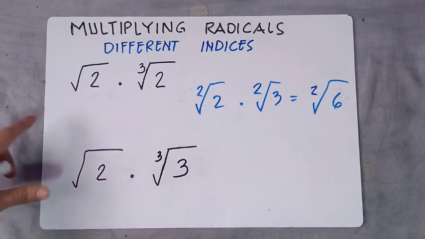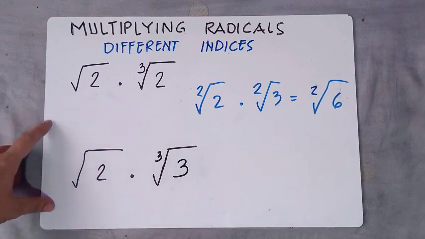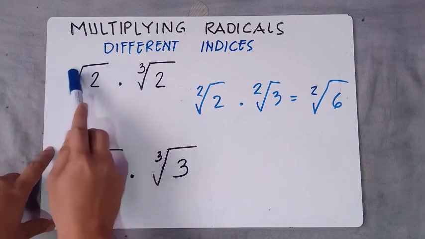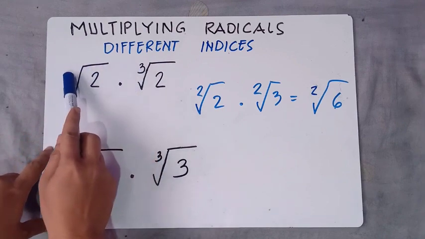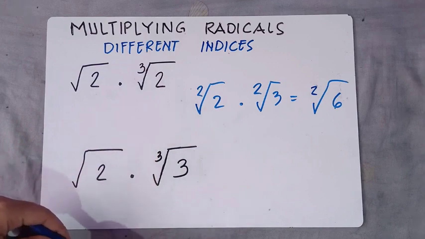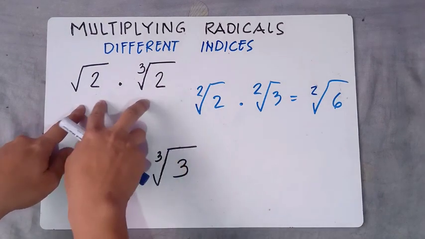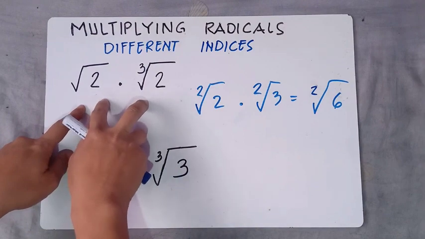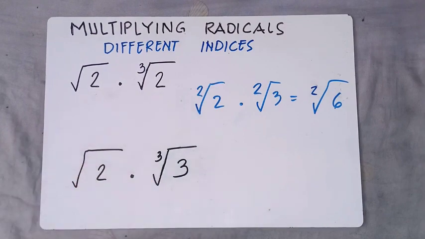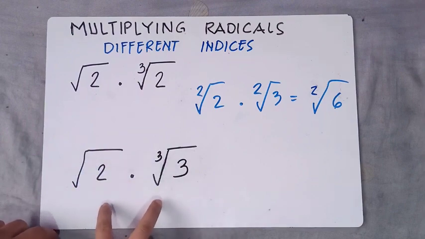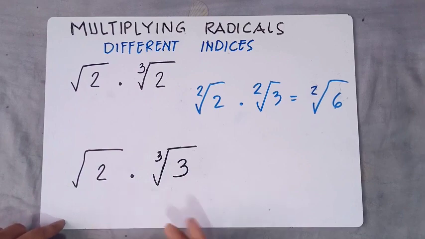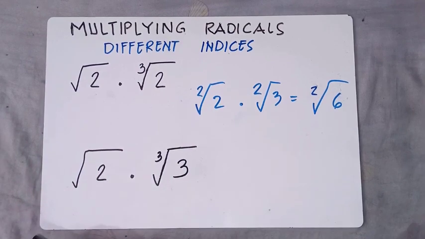We do have two examples here. In our first example, the indices are different: one is 2 and the other is 3. But we have the same radicands, so it's easy for us to answer example number 1. Now, what if the indices are different and, at the same time, the radicands are different? We do other ways to solve for that one. So without further ado, let's solve number 1.